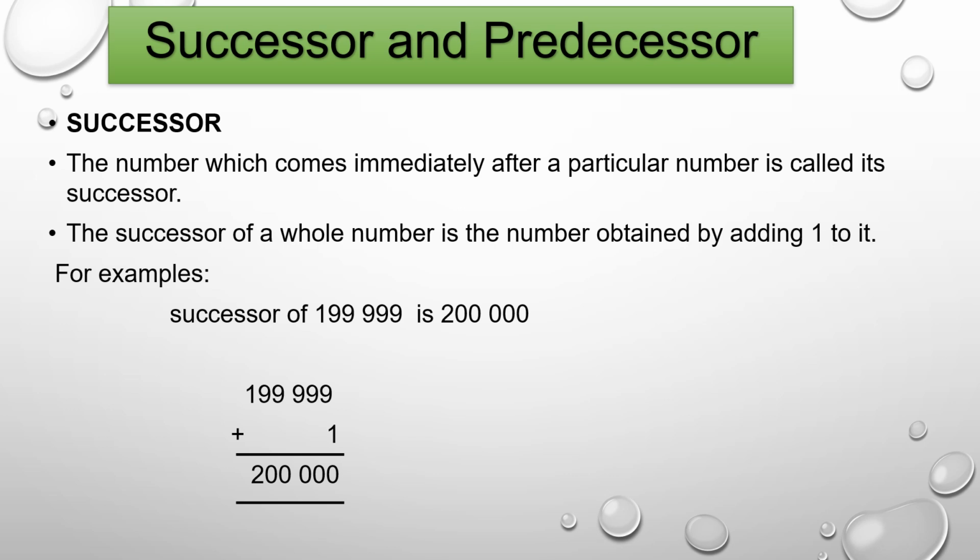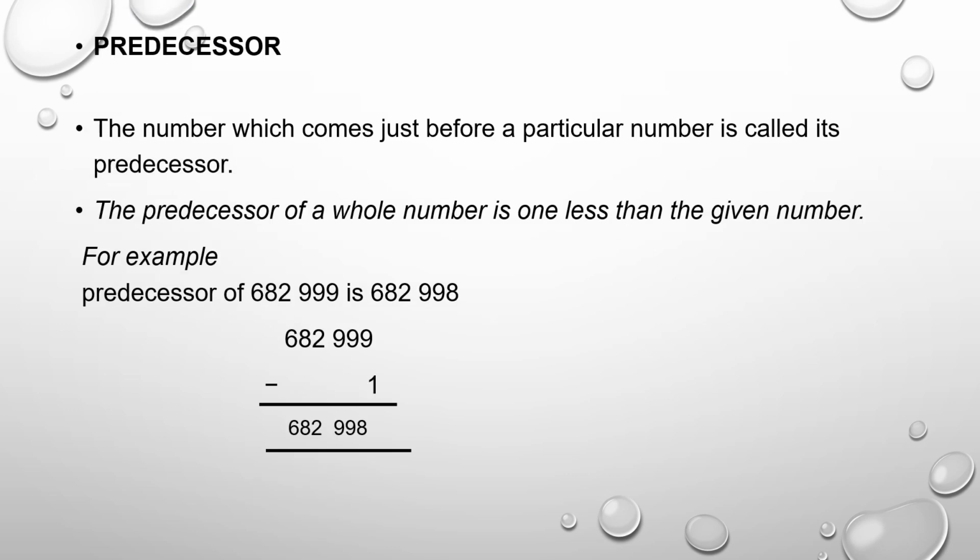If we are having a very large number and we are confused what will be its successor, an easy method is to add 1 to the given number. Like if we want to find the successor of this, we will add 1 to it and you will get that 200,000 is the successor of 199,999.